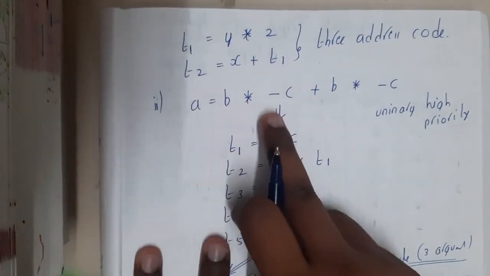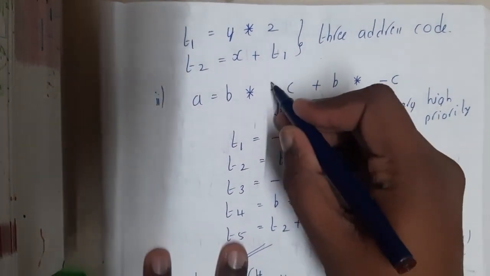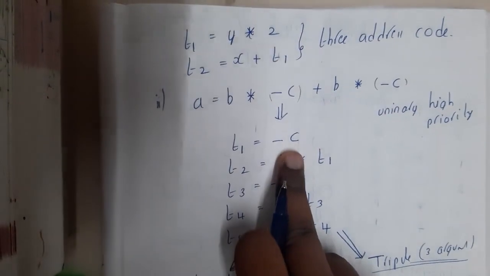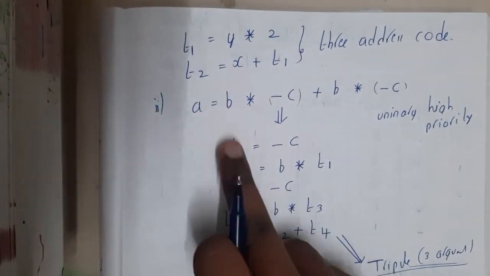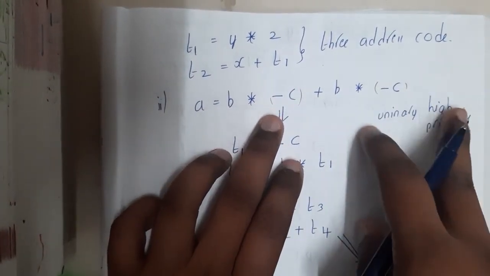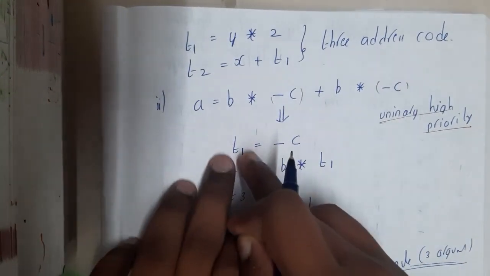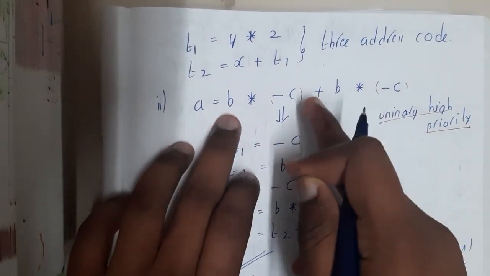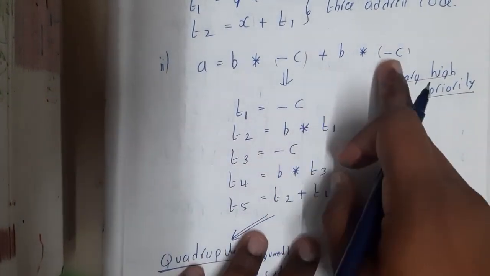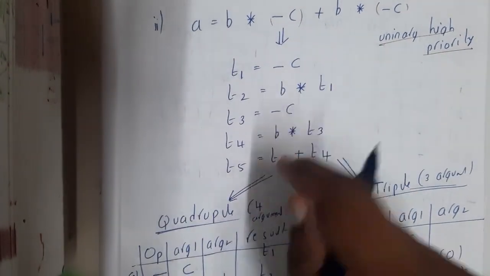Similarly, a is equal to b into minus c plus b into minus d. Here we have minus c and minus c, guys. So t1 is equal to minus c, t2 is equal to b into t1. Here these are unary operators, right? Unary operators will always have the higher priority, so that is the reason you write them first. I store that in t1, then I do b into t1 and store it in t2. Similarly, minus c again I store in t3, and b into t3 I store in t4. So t5 is equal to the addition of these two, t2 and t4.